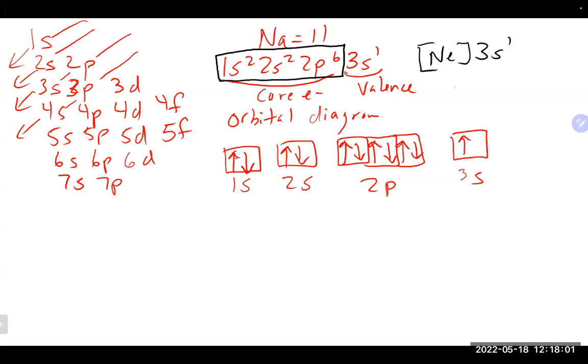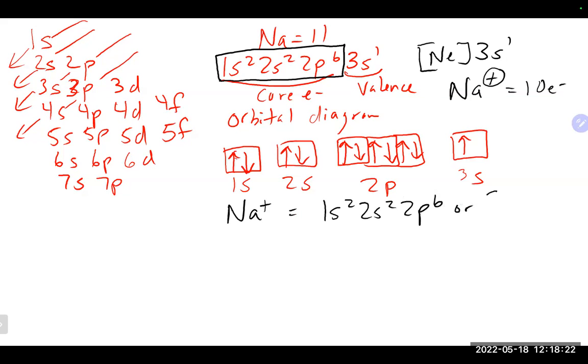Now, if something has a charge, right? So if we had a sodium with a +1 charge, in this case, it has a +1 charge, which means it lost 1 electron, which means it would actually only have 10 electrons. Its configuration would be 1s2, 2s2, 2p6, or that would be neon.